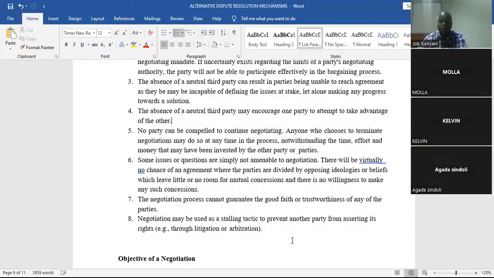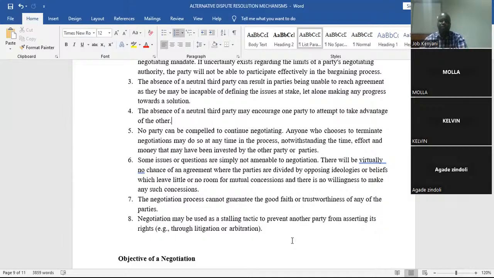It may be used as a stalling tactic to prevent another party from asserting their rights. Someone can use it as a delay tactic. Today you find he has committed a mistake, you negotiate, you agree, you continue staying together. Tomorrow again, like that. He's just delaying, maybe targeting something. Then you'll discover, when it is very late, that it was just a delay tactic.